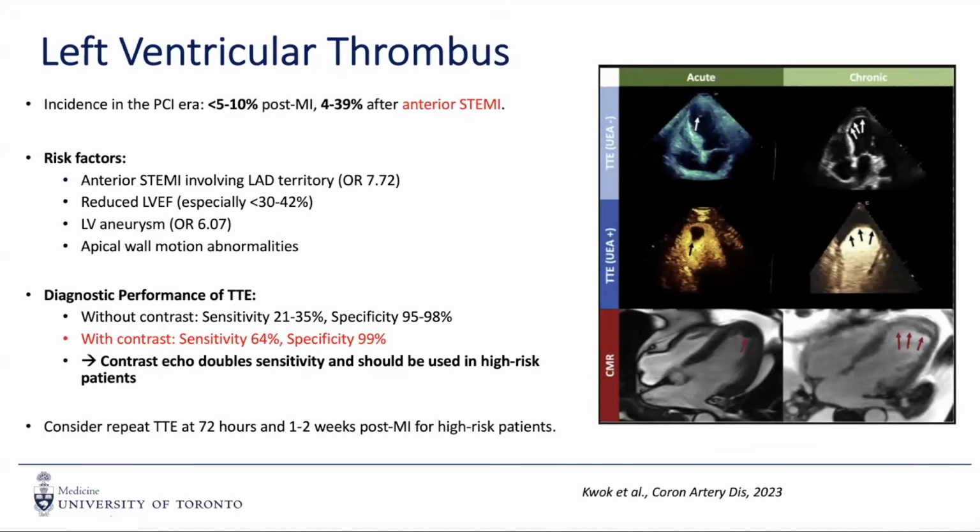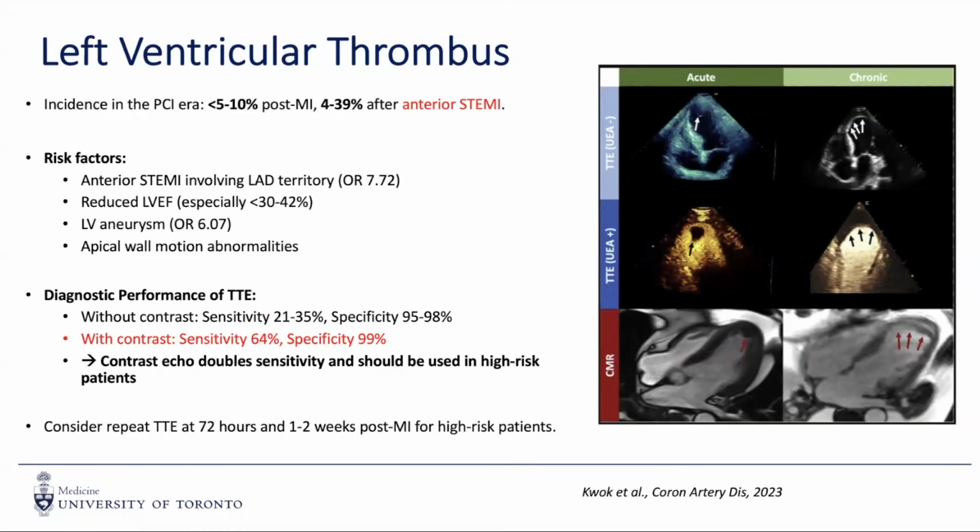So moving on to our next complication, which is LV thrombus. This is another one of those very common complications that happen particularly after anterior STEMIs, and it's important to pick up on because it can cause significant morbidity post-MI with embolizations, and it's important to be able to pick it up on echo. The main risk factors, as we mentioned, are anterior STEMI or LV aneurysm.